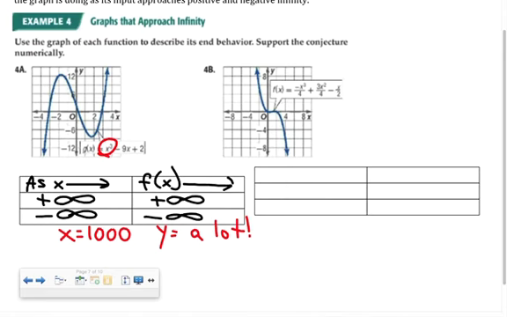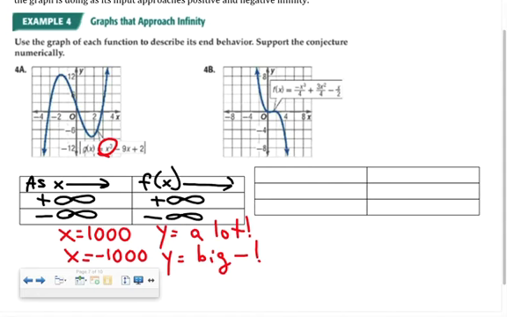And if I go in the opposite direction, if I approach negative infinity, if x is negative 1,000, once again, I'd hope that you'd have the number sense to realize that y is a big negative. And so we have supported our conjecture numerically. Doing the same thing in part B.